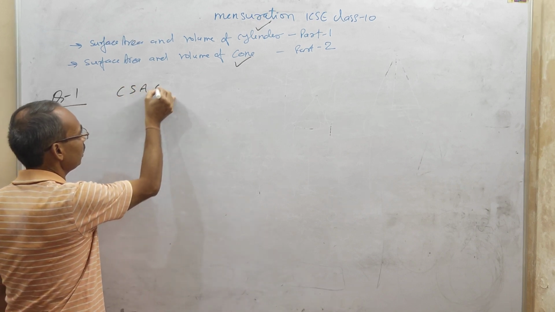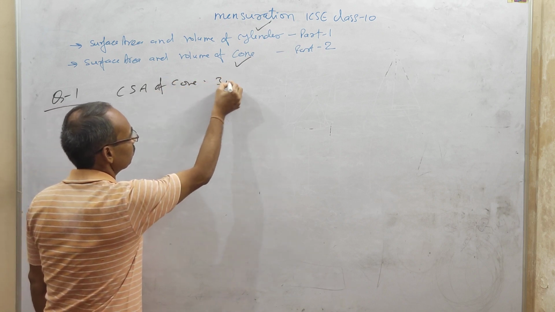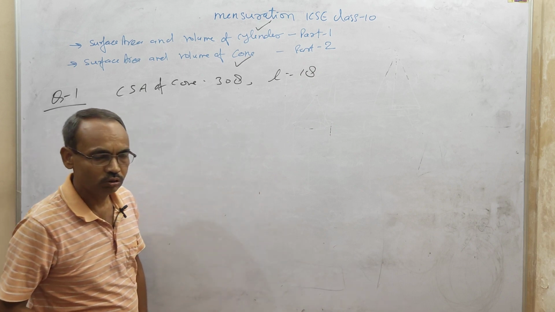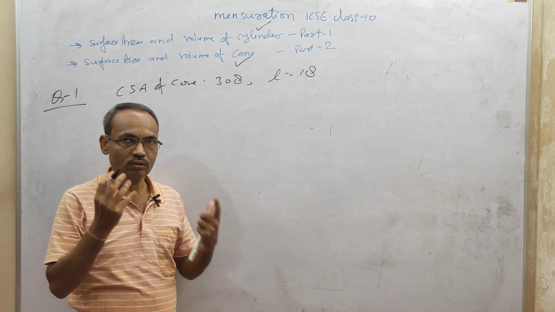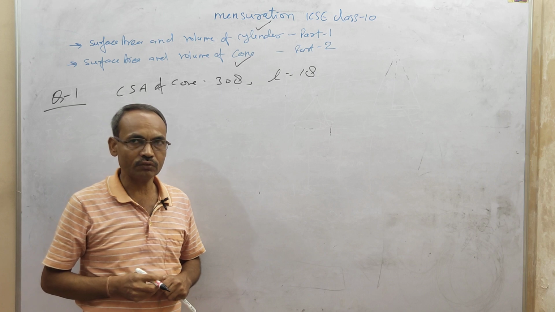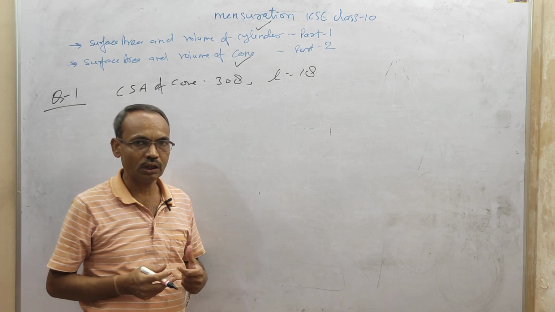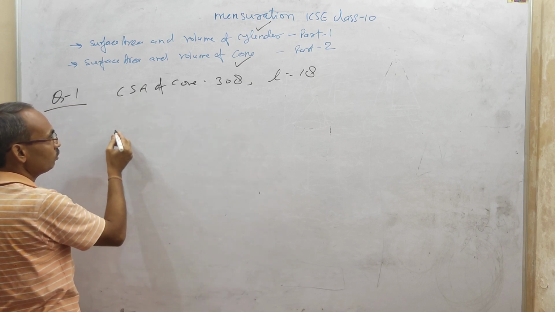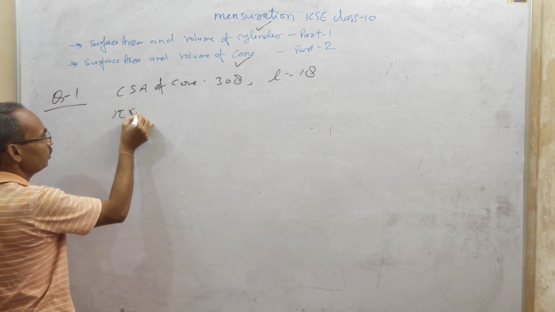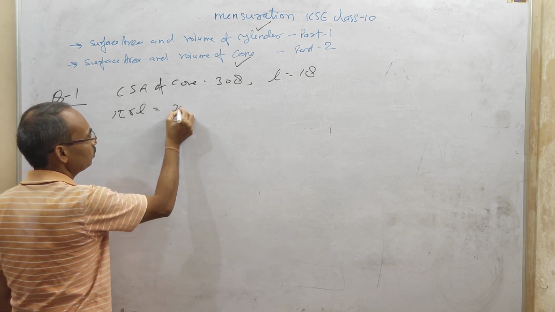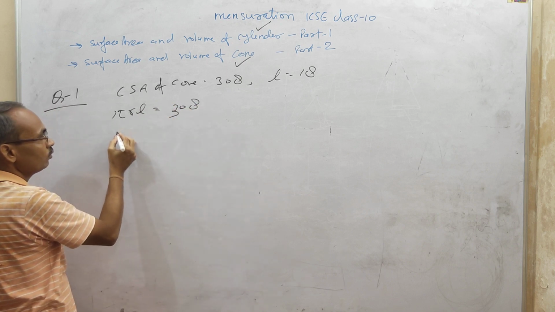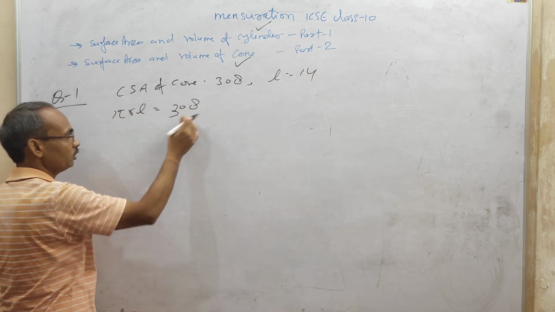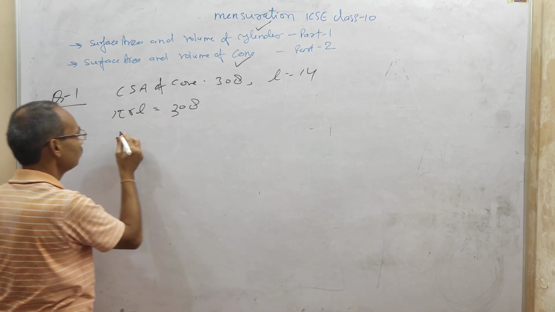The curved surface area of a cone is 308 while the slant height is 18. How can you get the radius, total surface area and volume? The curved surface area is pi r L, which is 308, and L is 18 or any other value such as 14, so that it will be easily reduced.